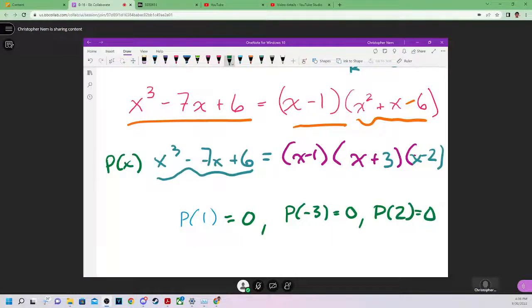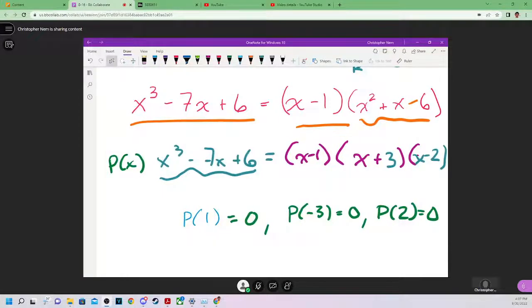I can say all these three because they are factors. If I plug them into my function, if I use them as inputs, the output should be 0. So that's a very important thing right there. And it will lead into later on when we start sketching them and whatnot. So that ends off today. That's long division, and that is synthetic division.